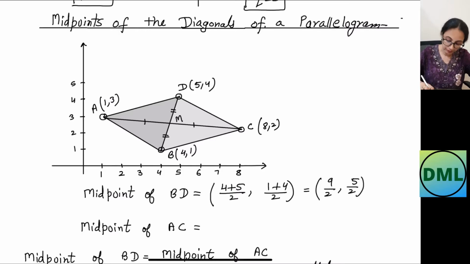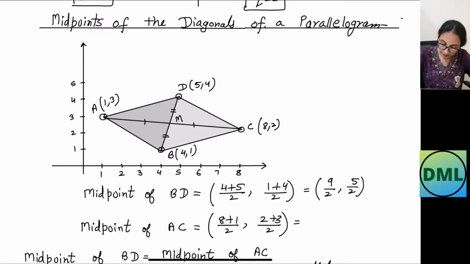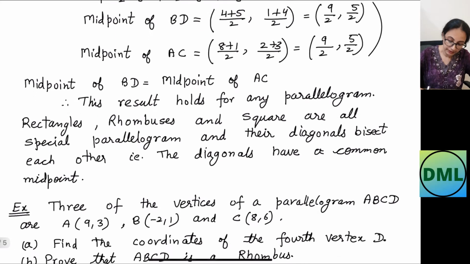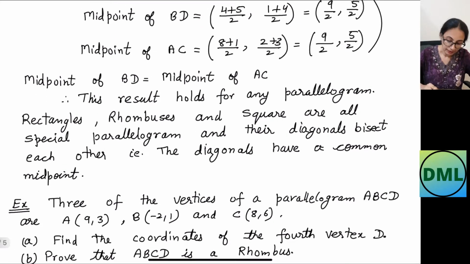Now let's apply the midpoint of AC. (x1 plus x2) by 2, (8 plus 1) by 2, (y1 plus y2), (2 plus 3) by 2. Now if you solve it here, 8 plus 1 is 9 by 2, 3 plus 2, 5 by 2. As you can see, both the coordinates are the same. So midpoint of BD is equal to midpoint of AC.